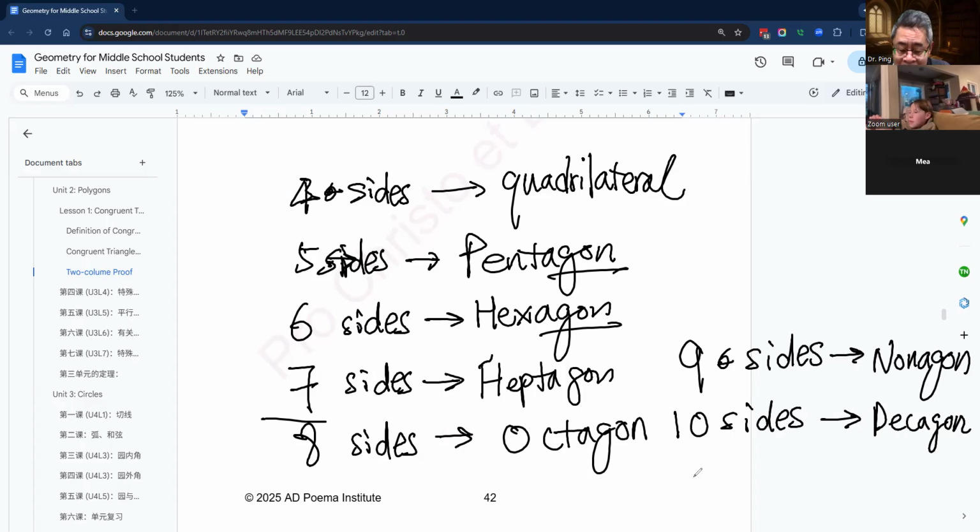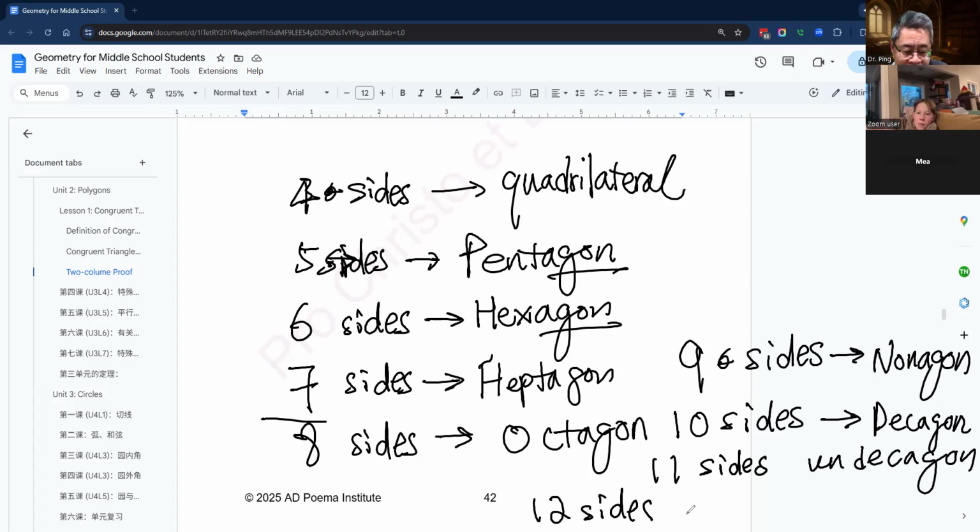All right. 11 sides, a little bit tricky. Yep. Okay, 12. We should know 12 sides. Yeah, it's dodecagon. Dodecagon. Very good.